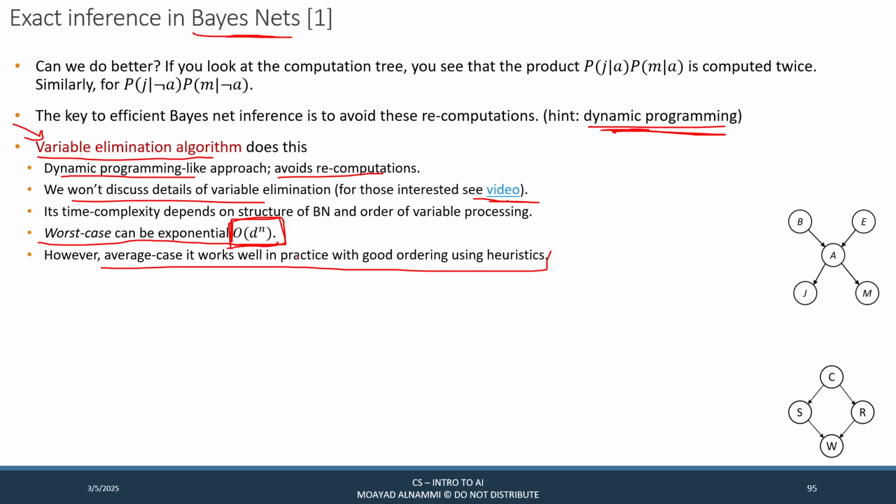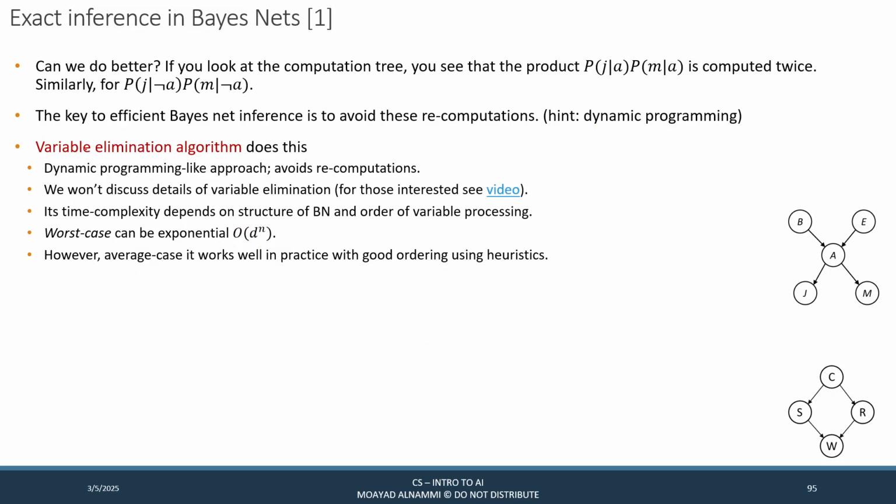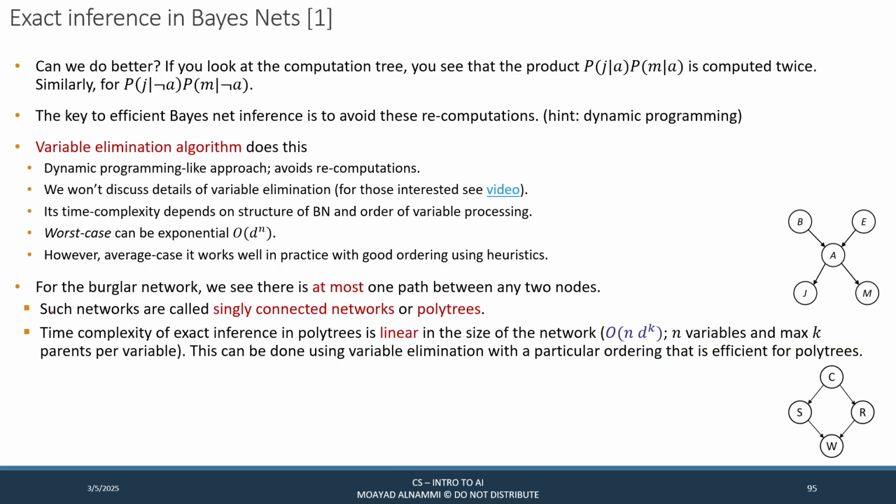It's not always guaranteed to not be exponential. However, for the majority of cases, it is going to be less than exponential and fast in terms of computation. So you just need to know the name of the algorithm and that it works well in practice, but the worst case will always be exponential time complexity.